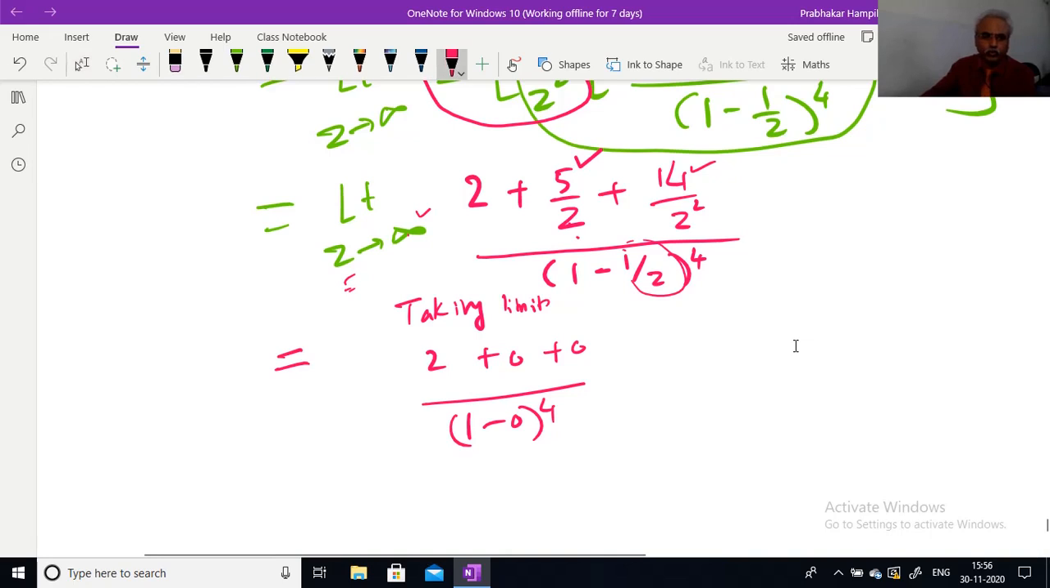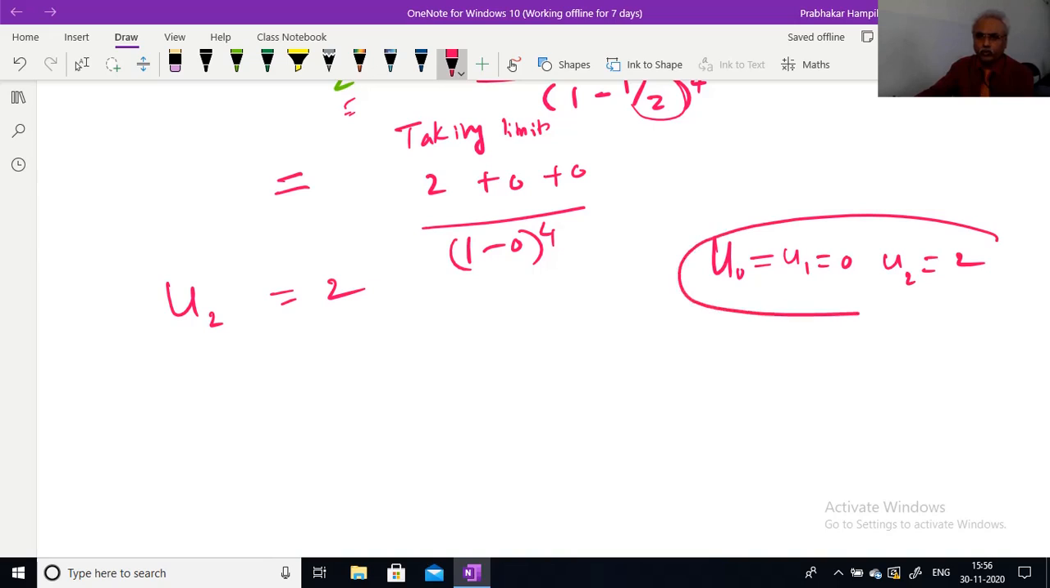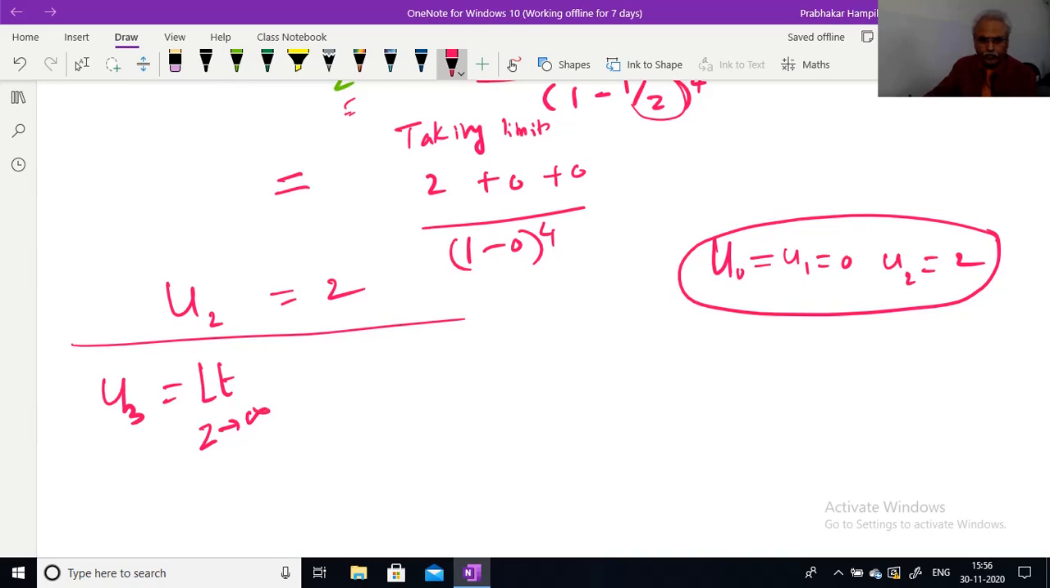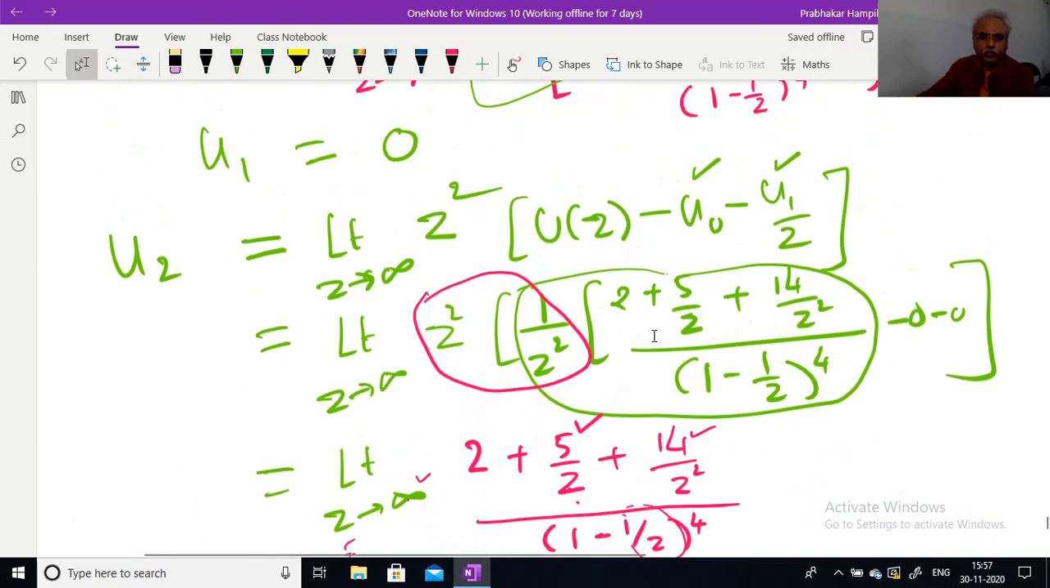Up to u0, u1, u2, of course, we don't have much problem of simplification. So I'll rewrite the values for our next reference. u0 is 0, u1 is 0, u2 equal to 2, because for u3 we need all these values. For u3 it is again limit of z tending to infinity. So can you remind u3? This was our u2 value.